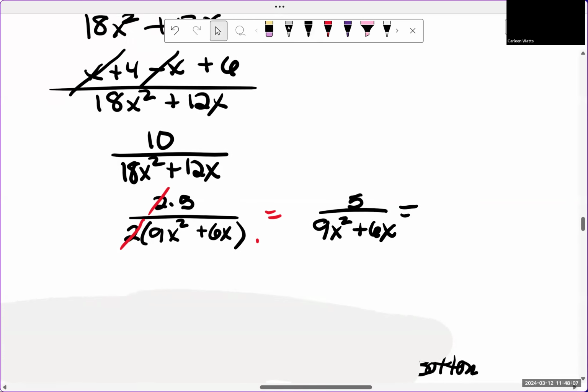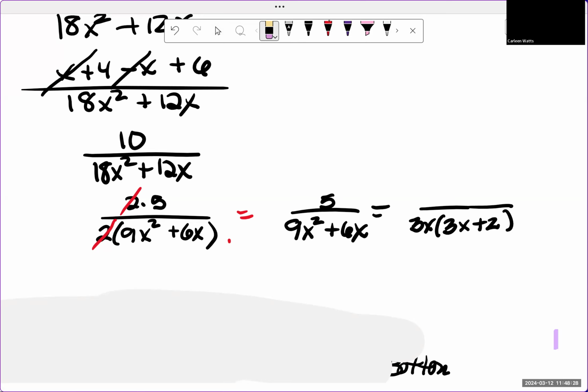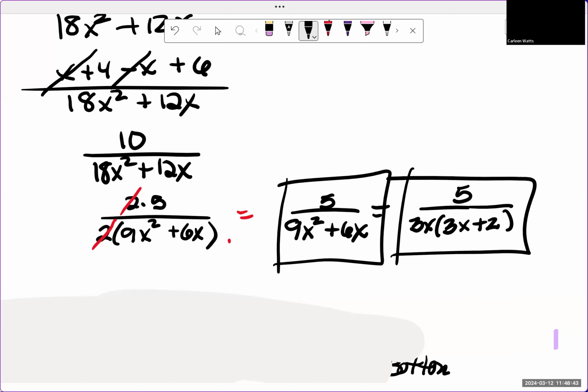Now, some of you are going to factor out the greatest common factor of the bottom. Okay, either one is correct. You could factor out only the 2 that you need to cancel or factor out the greatest common factor. Both are correct and complete.